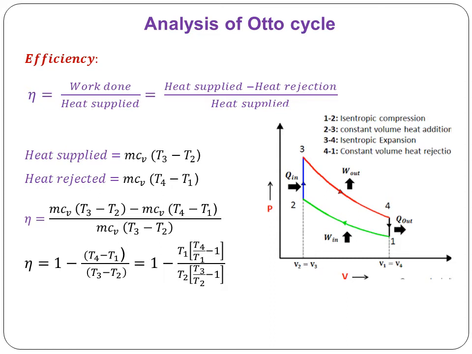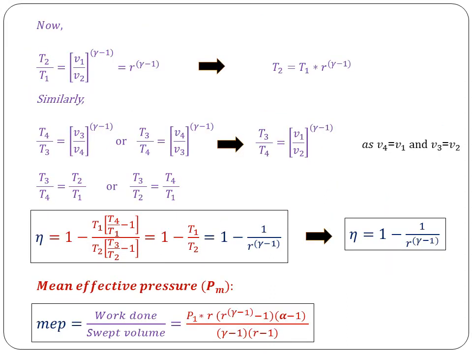Now if you see this cycle, we have the compression ratio. Compression ratio is the ratio of volumes before compression and after compression. So V1 is the volume before the compression, and V2 is the volume at the end of the compression. So V1 divided by V2 gives us the compression ratio.